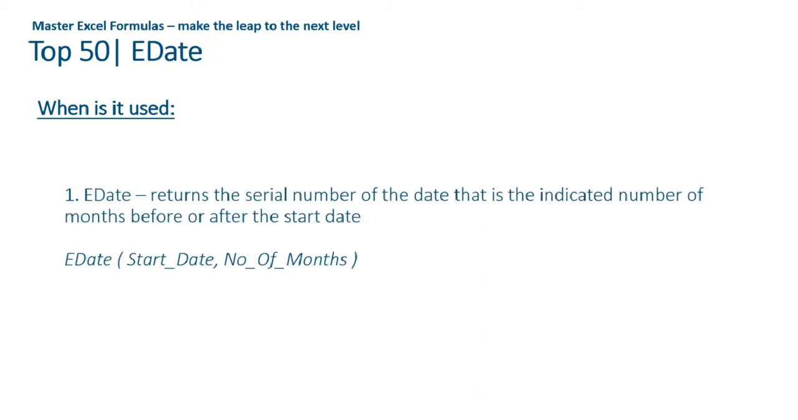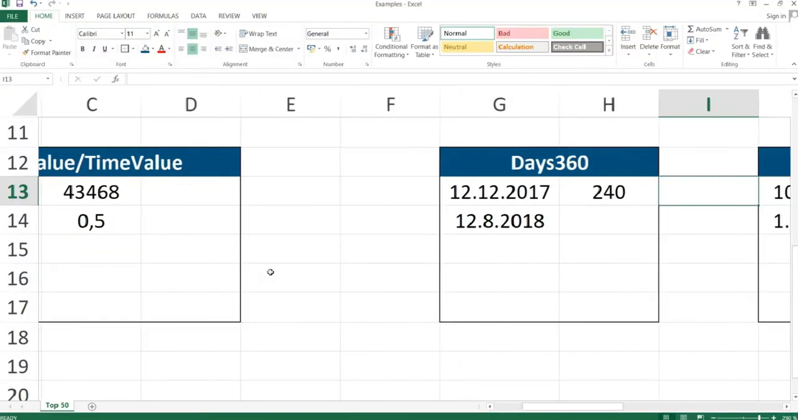presentation. We have EDATE. EDATE is a formula which returns the serial number of the date, that is the indicated number of months before or after the start date. So what I mean by that, I'm going to show you now, but before that, the structure is, first of all, we need to have a start date and then the number of months. Let me show you what I mean.